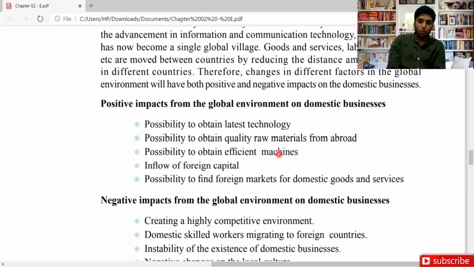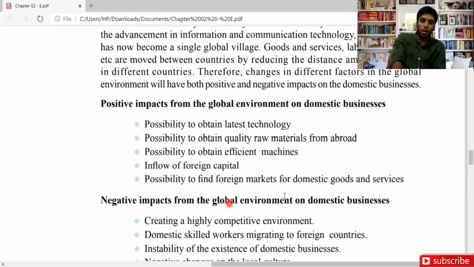And we say inflow of foreign capital. So you can also gain, like your people can go to different countries, they can earn and they can send to our country. Most of our earnings are from the Middle East, so most of our people go abroad and they send income from those countries. So that is also possible when it comes to the global environment.